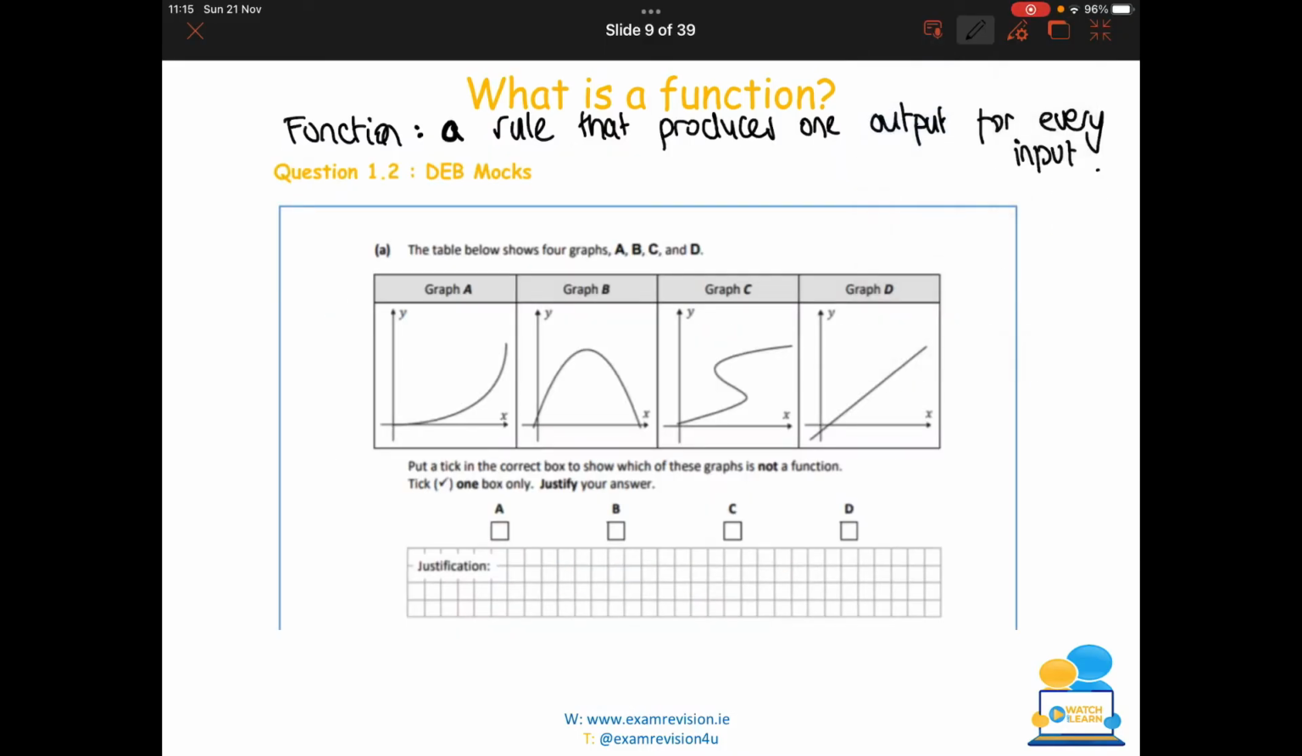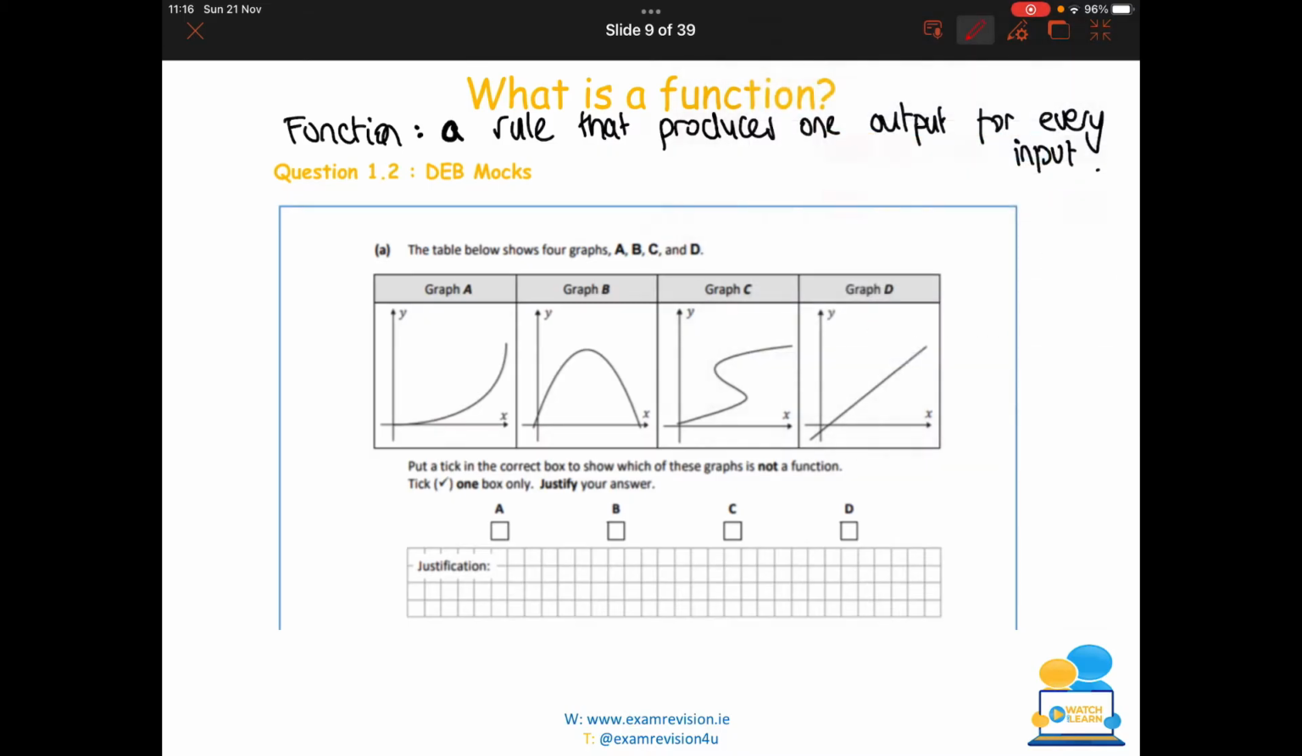So now let's recall what a function is. A function is a rule that produces one output for every input. Here's an example of a question from a mock. They've given us 4 graphs and it says, put a tick in the correct box to show which of these graphs is not a function. Justify your answer.